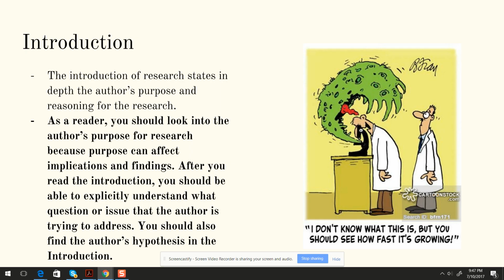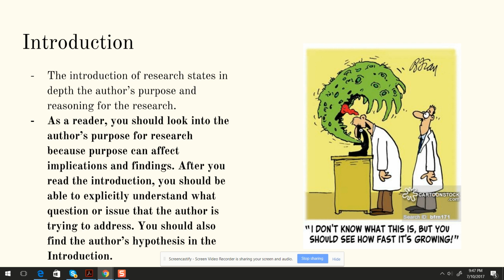So now we're getting into the actual research reports. The introduction of our research states the author's purpose and reasoning. You really want to look at the author's purpose because purpose can affect implication and findings. You want to know why the author is writing this research. What are their goals? What are they trying to do?